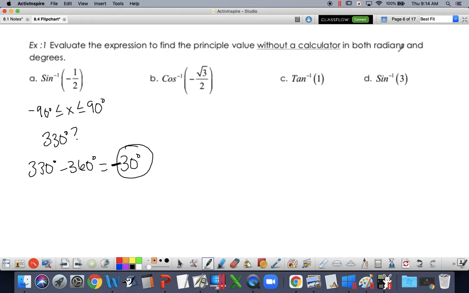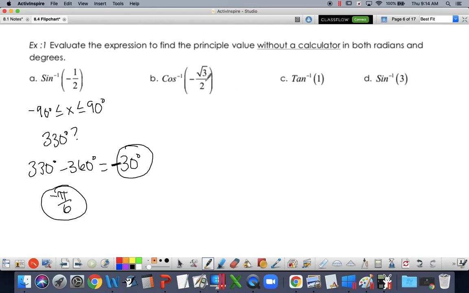It says up here to do it in both radians and degrees, so let's make sure we also simplify this into radians. It's -pi/6, right? If I want to convert this to radians, I just go ahead and multiply by pi/180, and I simplify my fraction down. So these are my two answers, -30 degrees and -pi/6. Let's look at our next one.